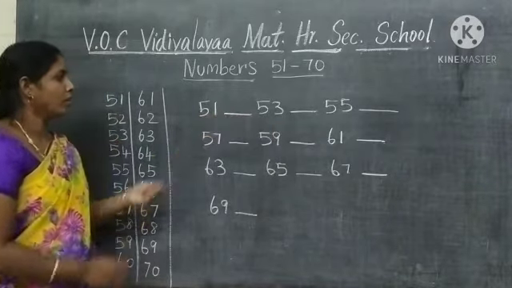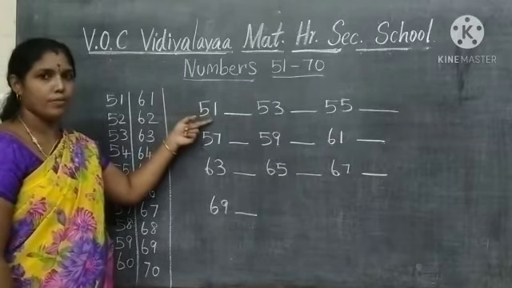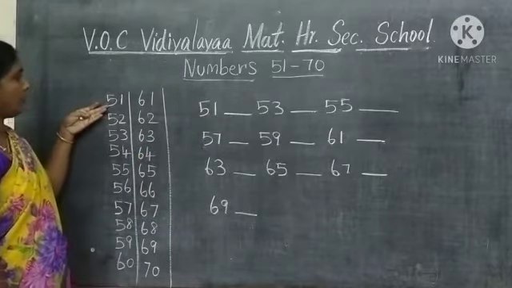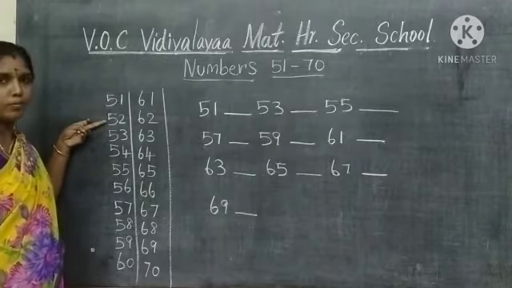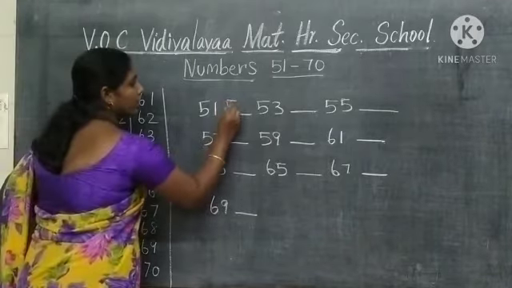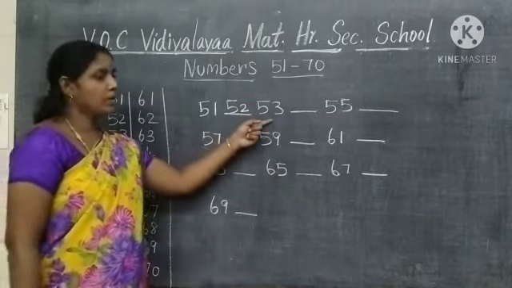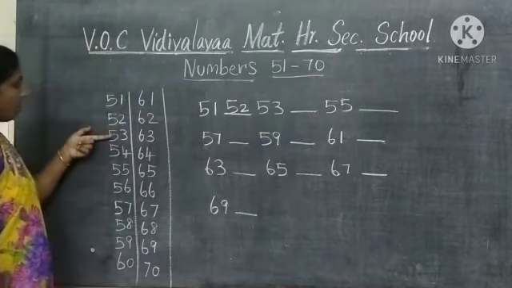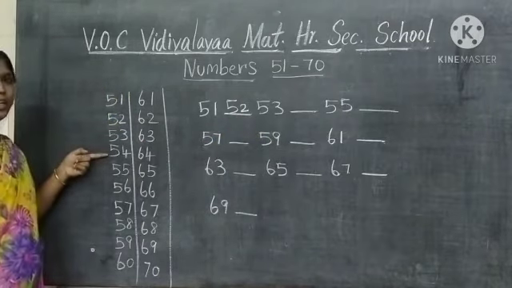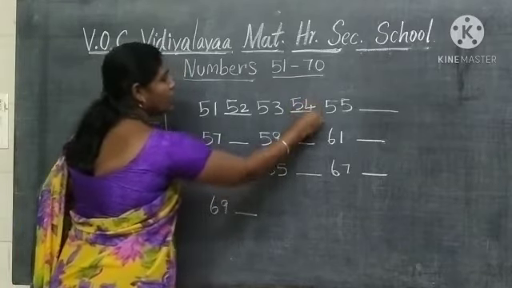Okay, children? What number is this? 51. So, 51 and the next number is 52. So, I am going to write here 52. Next number. What number is this? 53. After 53 the number is 54. So, I am going to write here 54.